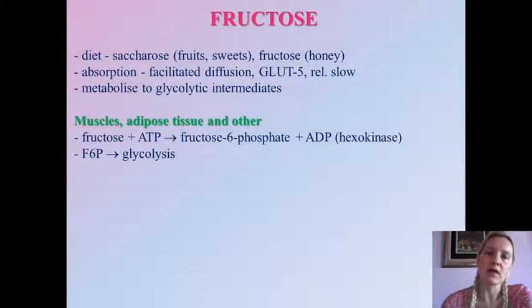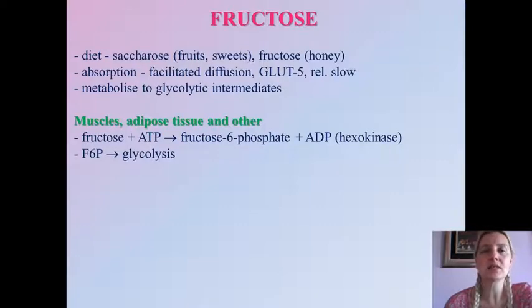So muscle, adipose tissue, and other tissues catabolize fructose in such a way that phosphorylation of fructose occurs to fructose 6-phosphate, and this is completed by the enzyme hexokinase. The donor of the phosphate group is the ATP molecule.